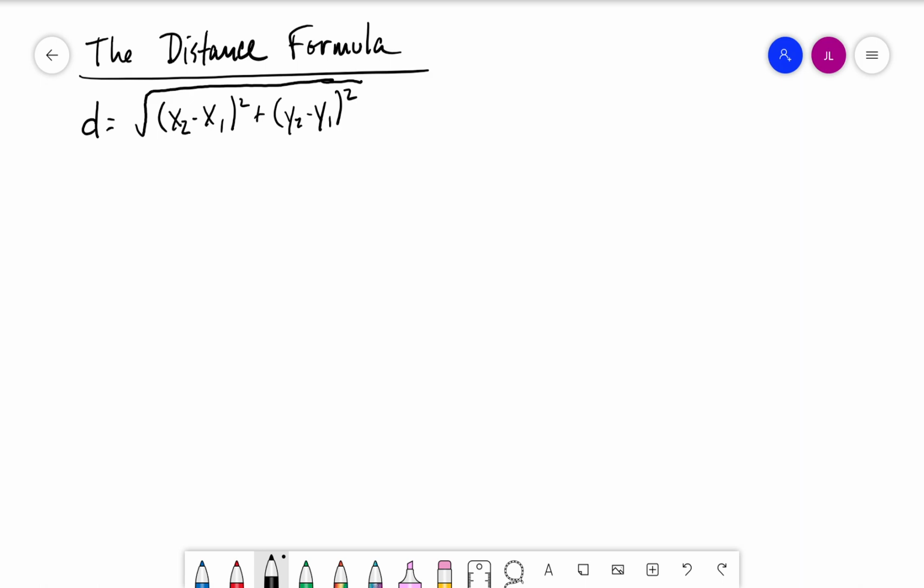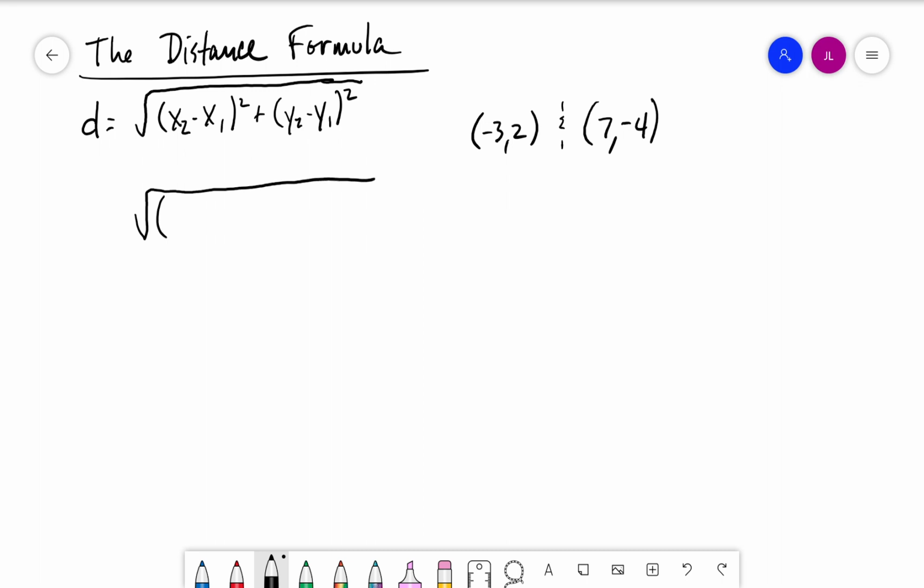So let's look at an example here. Say we have 2 points. We'll say -3, 2, and I'll make this one a little further away, 7, -4. So if we want to find the distance between these points, we're going to have a big radical sign here.